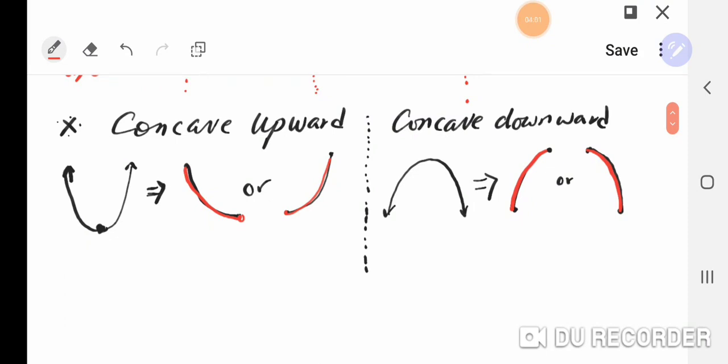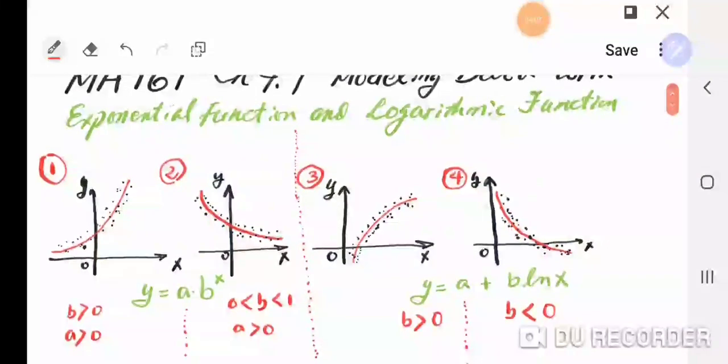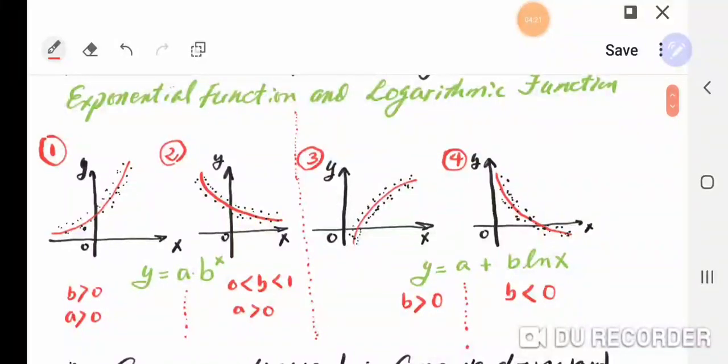So based on this concave upward and downward, we can try whether the graph belongs to the exponential function or the logarithmic function. Also check the domain of x. If that domain is greater than 0, then we may think of logarithmic function as well. So let's try an example.